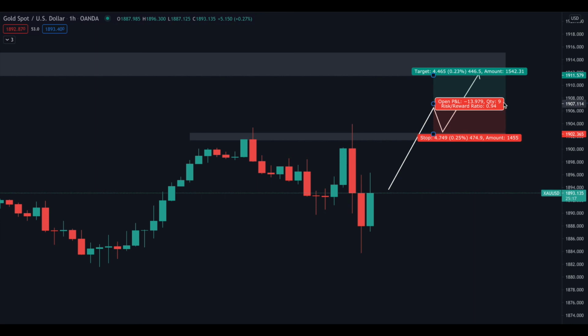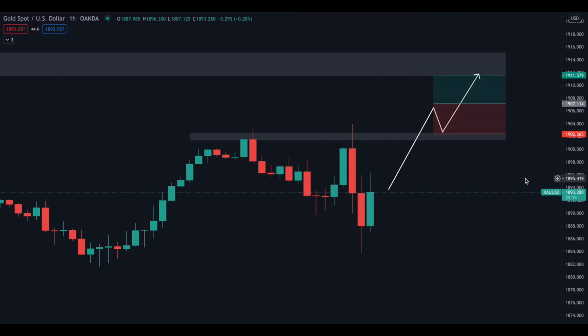Now that I know what I want to do, all I have to do is wait. If this doesn't happen, then I'll move on to my next idea, and I can set an alert here so that I know when the break is happening. I don't need to stare at the chart and wait for this opportunity to come.